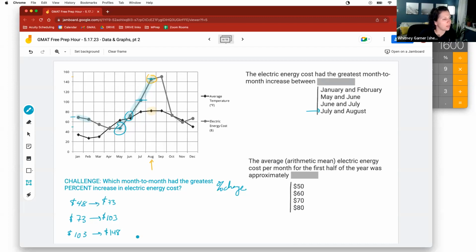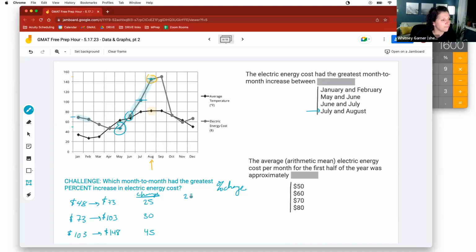And so if we look at what the change is in each of these periods, this change is going to be about 25. This change is about 30. And this change is about 45. So definitely a bigger change in the last one. But compared to where we started, this is change over original.